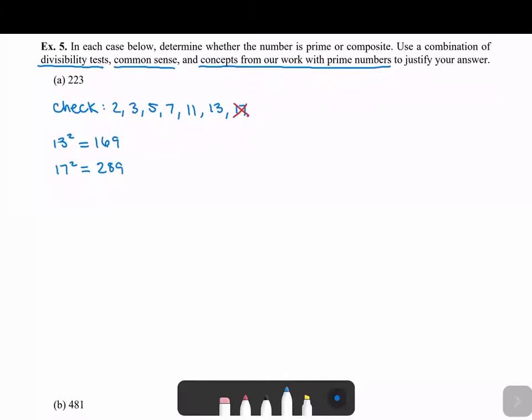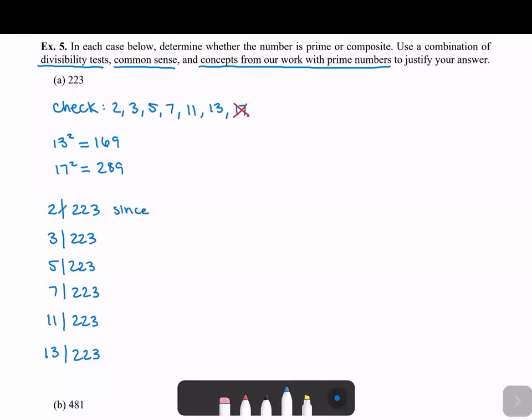So I'm just going to write out all the things we need to check, and then we'll go in and say if they're true or not. So 2 does not divide 223, since 223 is odd.